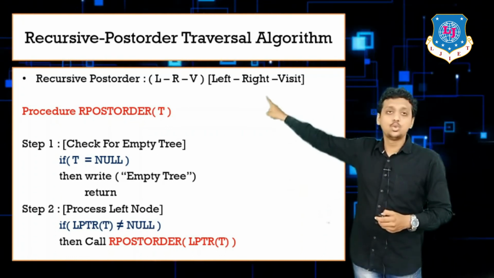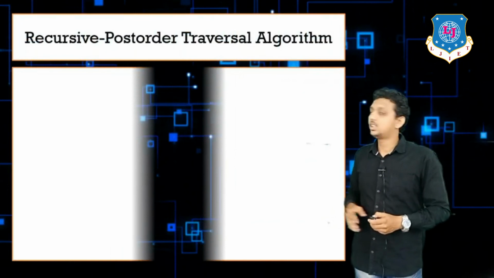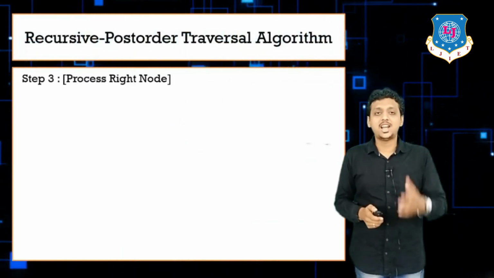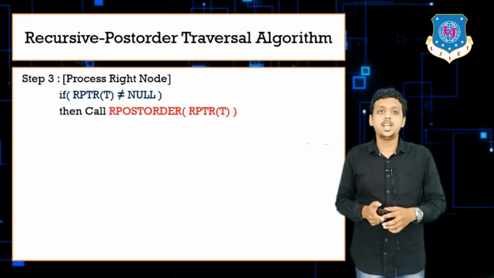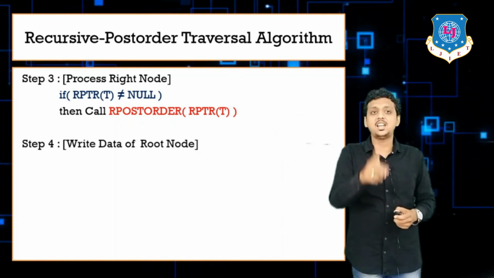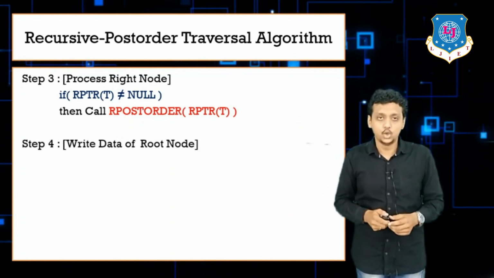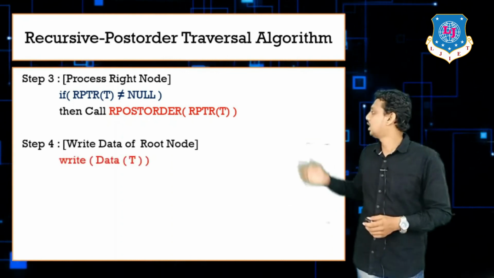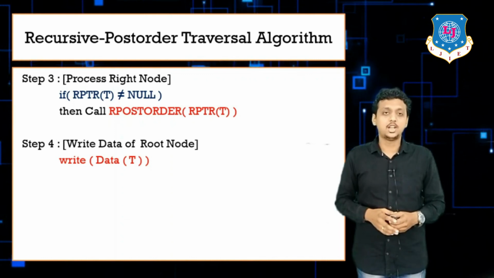Students, next we need to process RPTR of T. For the right pointer, first check whether the right node exists or not. If RPTR of T is not equal to null, then call Postorder for RPTR of T. Last step, students, we write down the data of the root node. That means just write data of T. That's it for the post-order traversal algorithm.